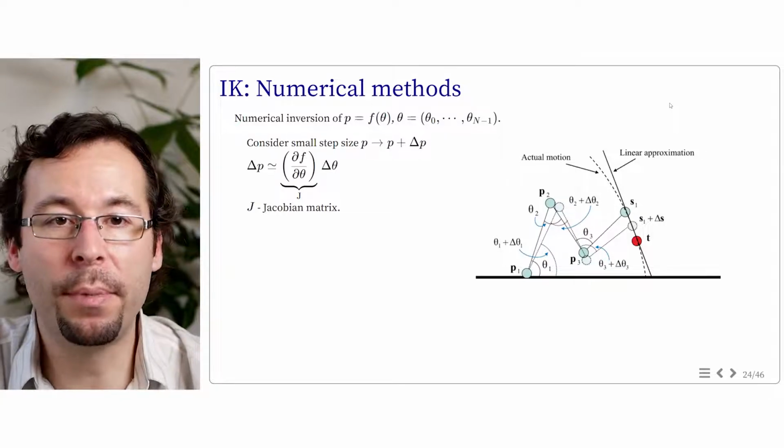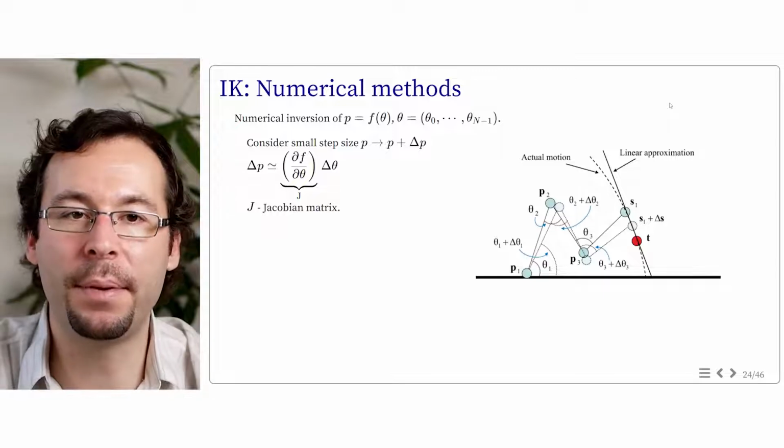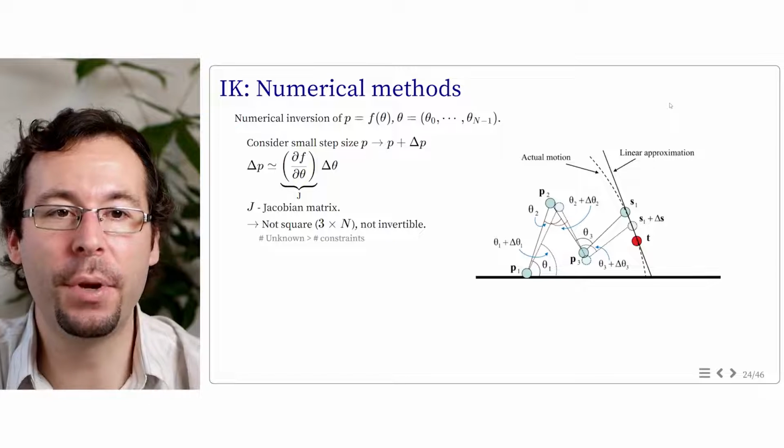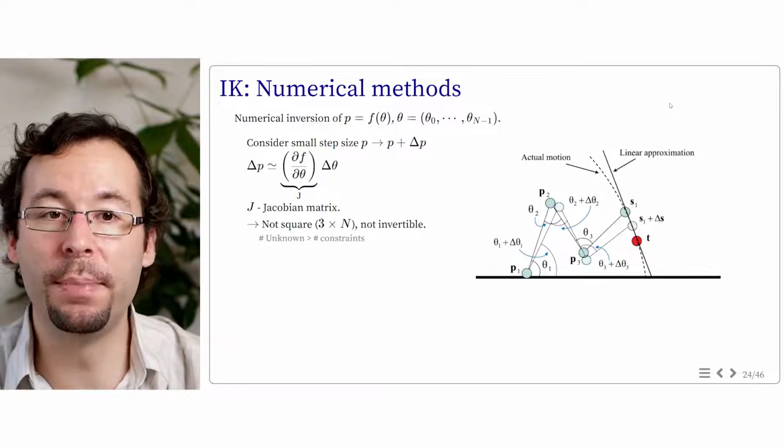So we would like to solve the problem by saying that delta theta is the inverse of the Jacobian times delta p, but actually the Jacobian matrix is not square. There are usually many more unknowns than constraints. So in most situations, there are multiple solutions.